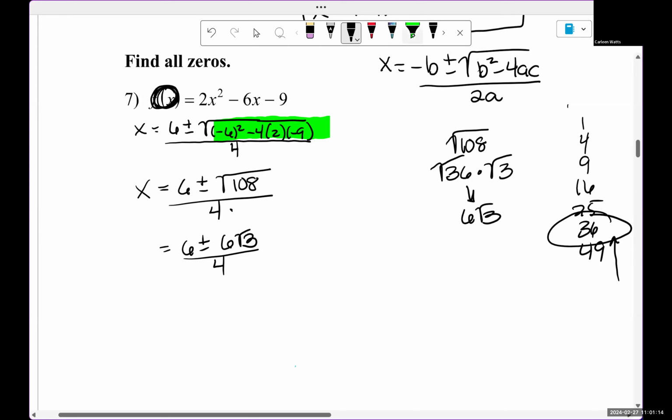Okay, so let's look at 6, 6, and 4. They all have a GCF. So what can go into 6, 6, and 4? Okay, notice we're not looking at anything inside a square root. So we're going to factor out a 2. 3 plus or minus 3 rad 3 over 2 times 2. So we have 3 plus or minus 3 rad 3 over 2.